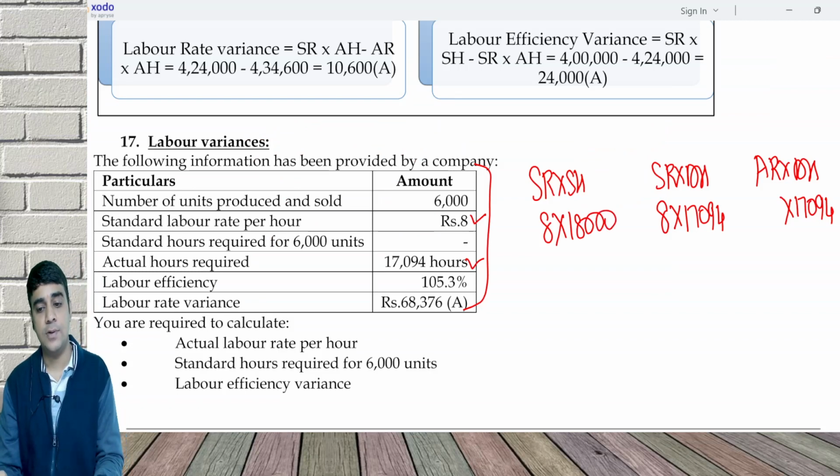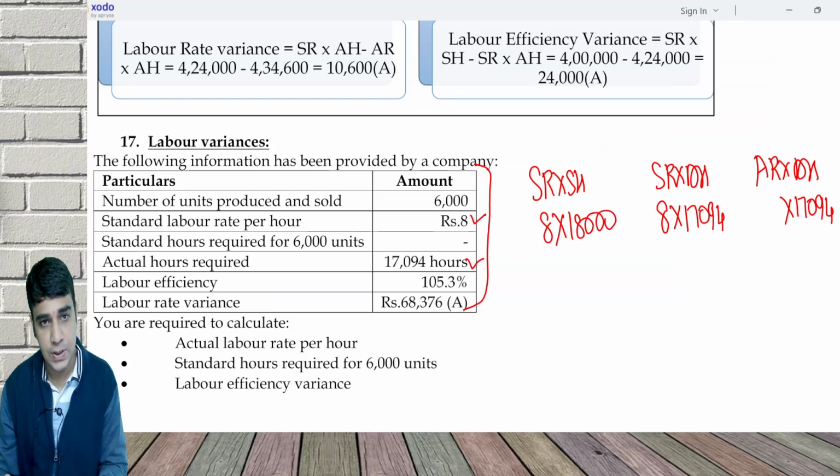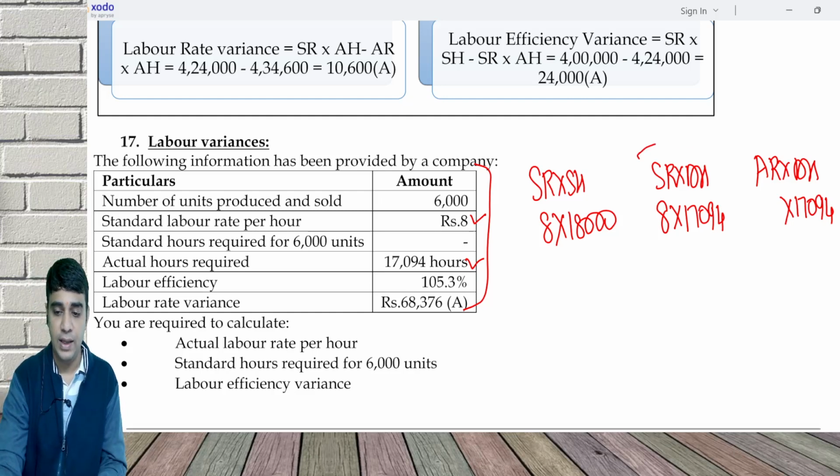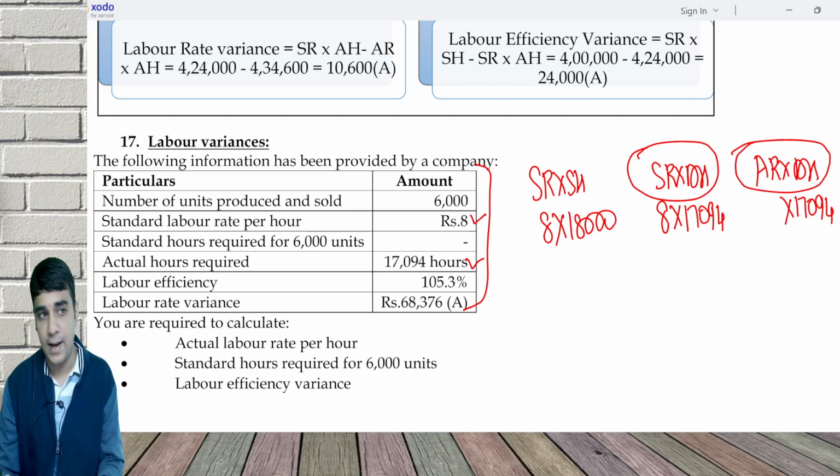8 into 18,000. We are almost done with the table. 8 into 17,094, and AR is still missing. Which variance will help us in calculating AR? Which variance is given in the question? Labor rate variance. What is the formula for labor rate variance? SR into AH minus AR into AH. The AR will become the balancing figure.